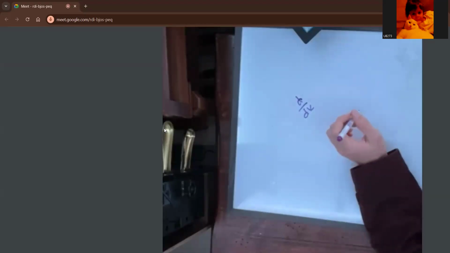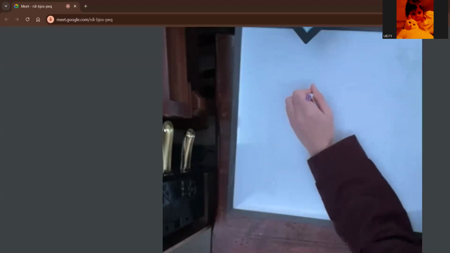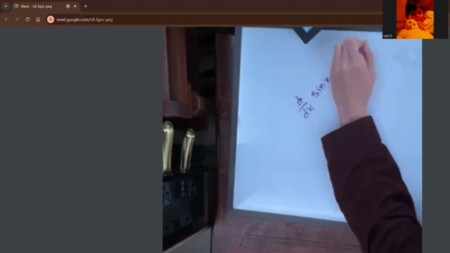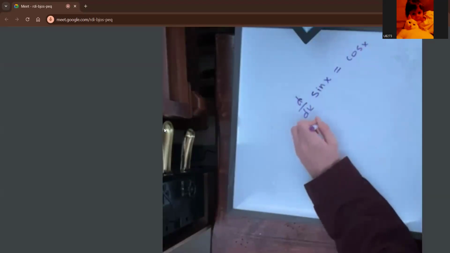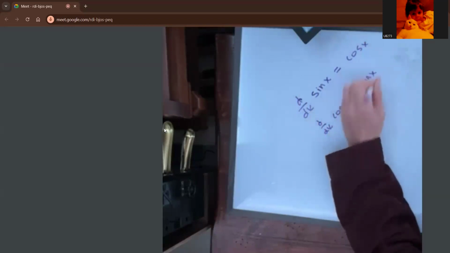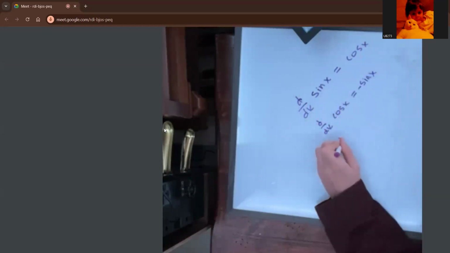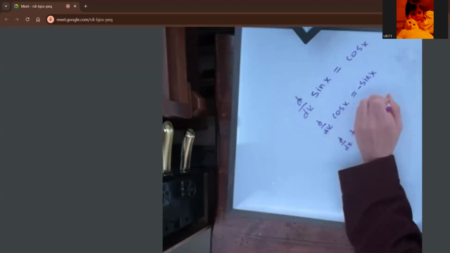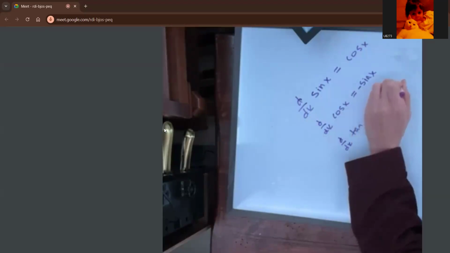Now, let's do our trigonometry ones. Derivative of sine of x gives us cosine of x. Derivative of cosine of x gives us negative sine of x. Derivative of tangent x gives us secant squared of x.